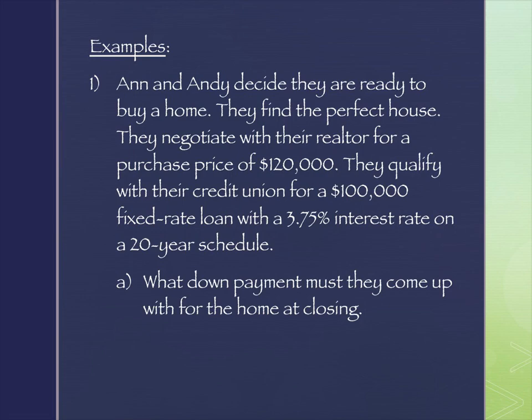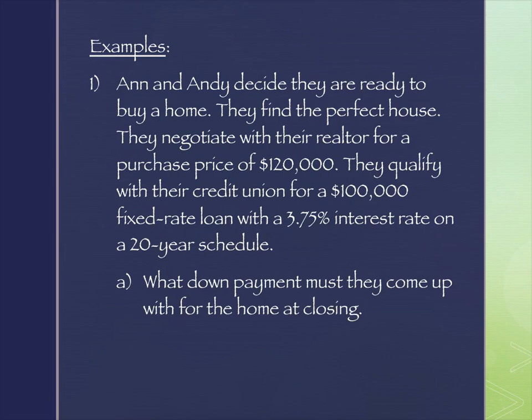It asks what is the down payment they must come up with for the home at closing. There's not a formula that tells us this here. This is one of those where you need to look at it and figure out what it's asking you. How much did the house cost? And how much is their loan going to be? Do you see those numbers? How much do they have to make as a down payment with those constraints? $20,000. Does everybody see that?